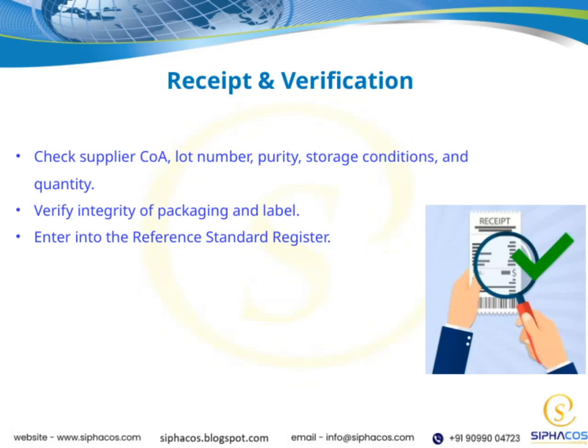Now, let's talk about the key steps involved in the receipt and verification process. First, it's essential to check the supplier's certificate of analysis, or COA, along with the lot number, to ensure the authenticity and traceability of the product. We also need to verify the purity of the material, making sure it meets our specified standards. Storage conditions are equally important, so we confirm that the storage environment aligns with the recommended conditions to maintain product integrity.